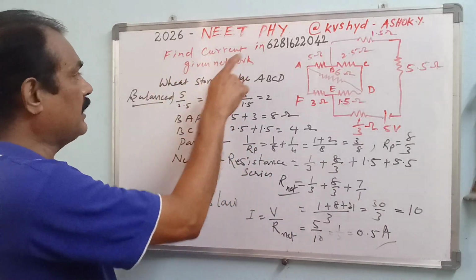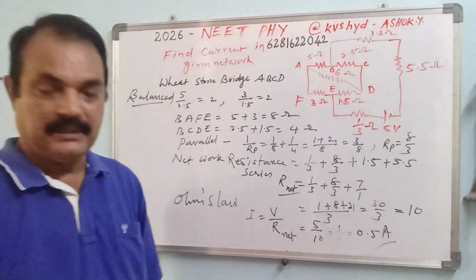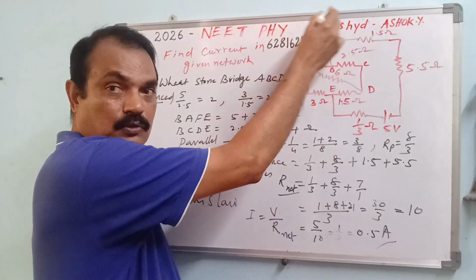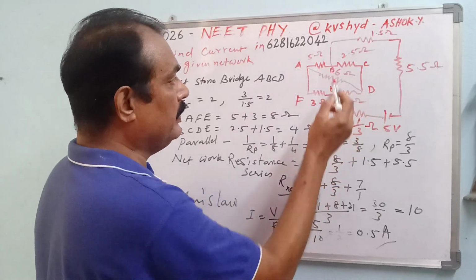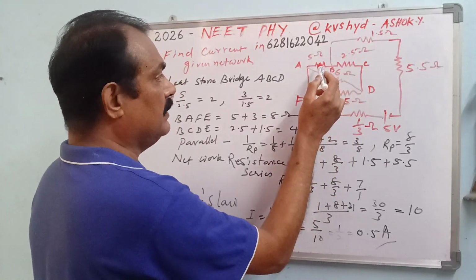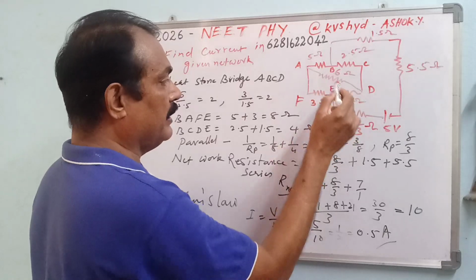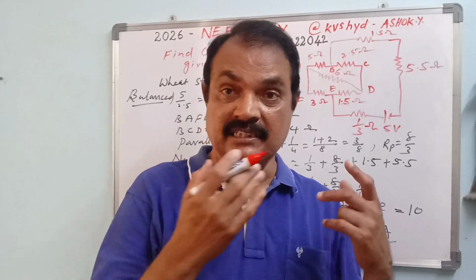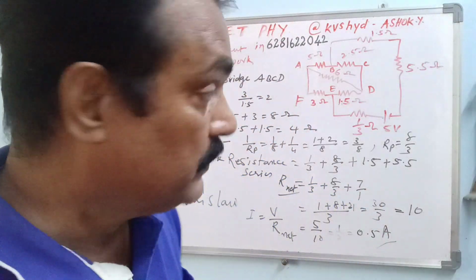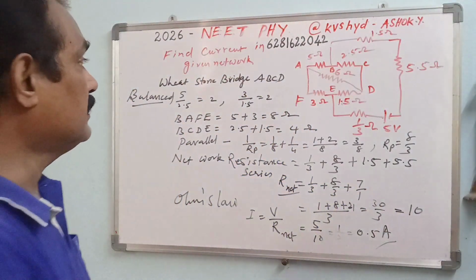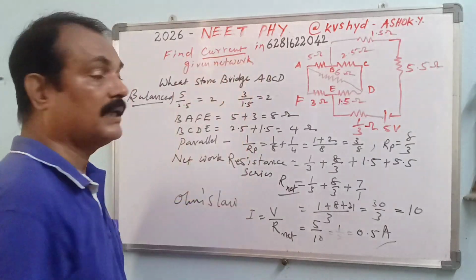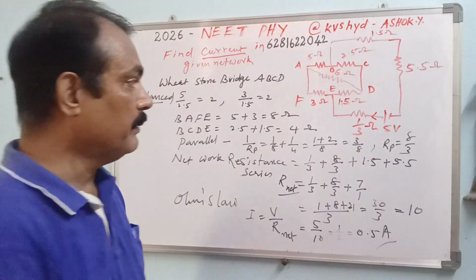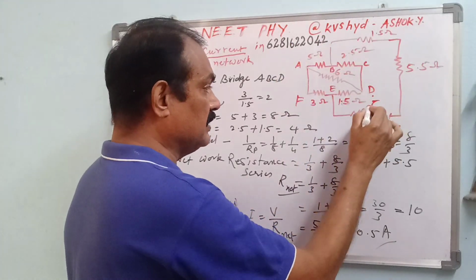Come on, let's find the current given in the network. You can see the network here is so complicated. How many resistors are connected here? Resistors 1, 2, 3, 4, 5, 6, 7, 8 resistances, and the time is very less. This was asked in 2025. You see the complexity of this question. It is asking what is the current going out from the battery.